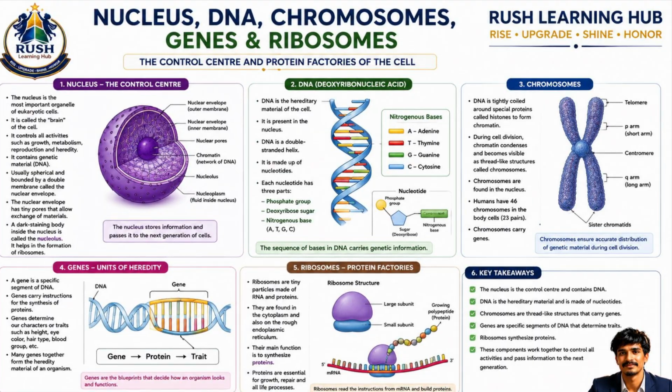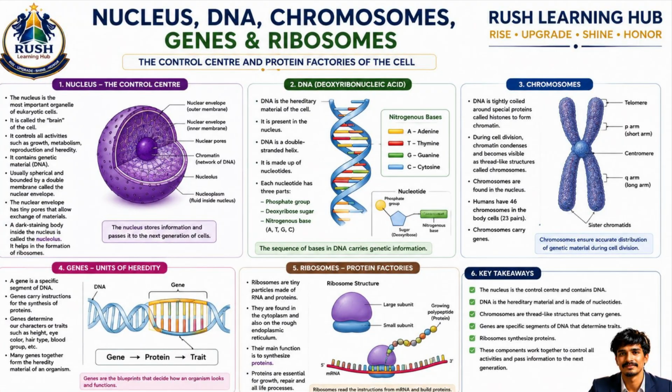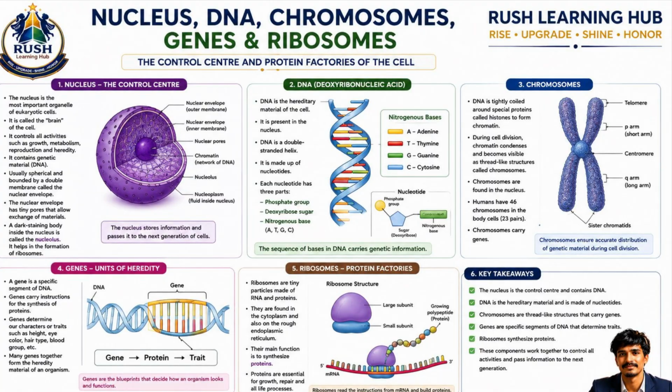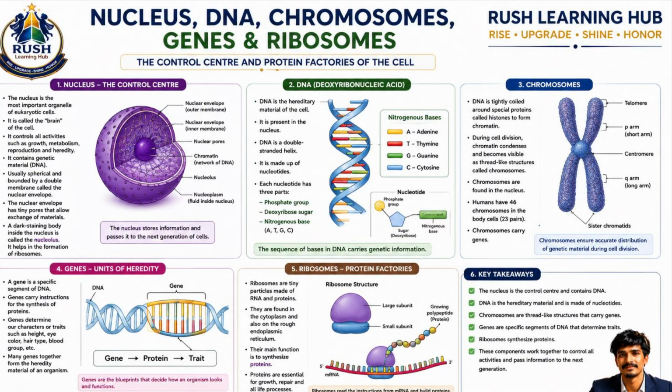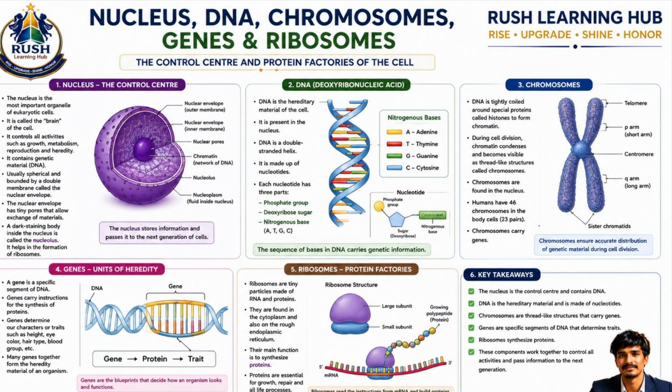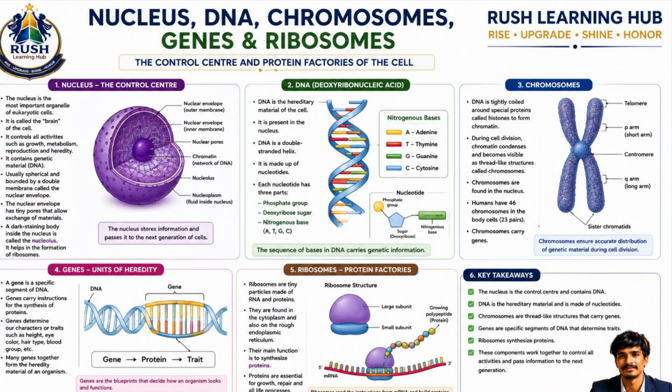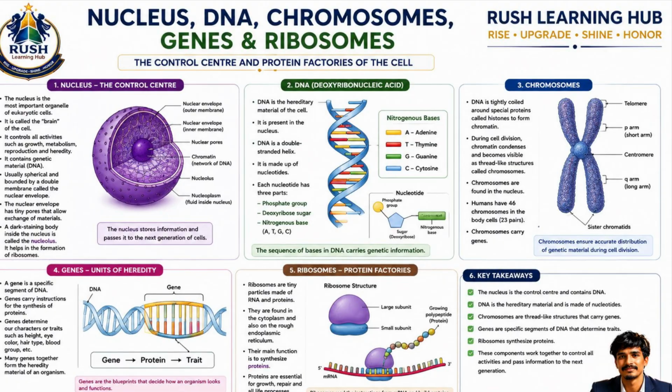Just as the principal manages the activities of an entire school, the nucleus controls the activities of the entire cell. The nucleus is usually spherical or oval in shape and is surrounded by a double-layered membrane called the nuclear membrane or nuclear envelope. The nuclear membrane separates the contents of the nucleus from the cytoplasm and contains tiny openings called nuclear pores. These pores allow the exchange of materials between the nucleus and the cytoplasm.